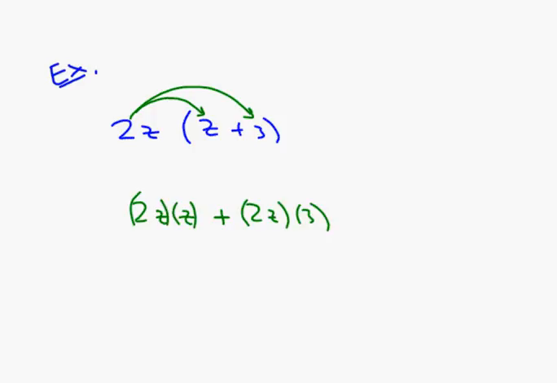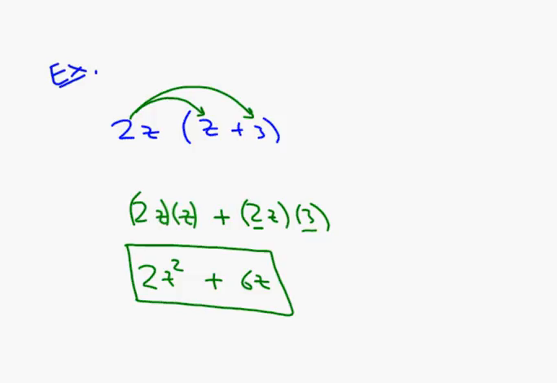Now, we learned already that if you do 2 times z there, z times z is z squared, plus, and here you can do 2 times 3 and get 6, so you get 6z. So here you go, that's the product that you get by multiplying this monomial by this polynomial. Let's take a look at one more example before we go.